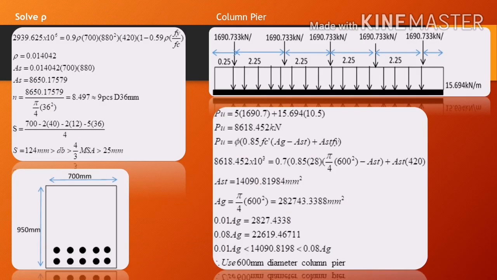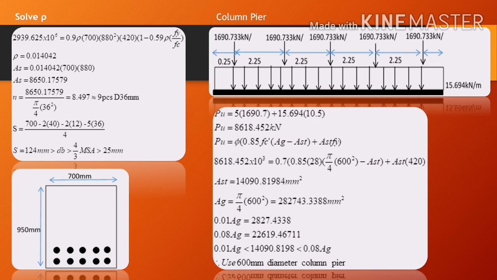We would now recalculate the value for rho, which would be equal to 0.014042. The AS would be equal to 8650.17579 millimeters squared. N would be equal to 8,650.1759 divided by pi over 4 times 36 squared, which would be equal to 9 pieces D36 mm.